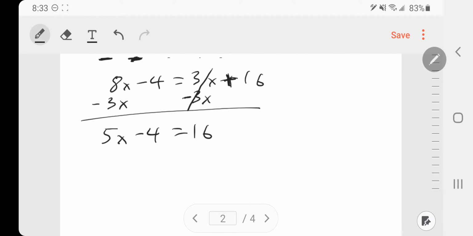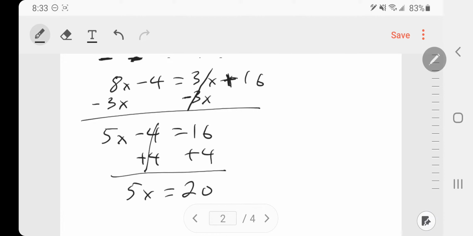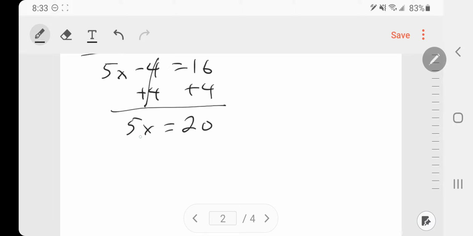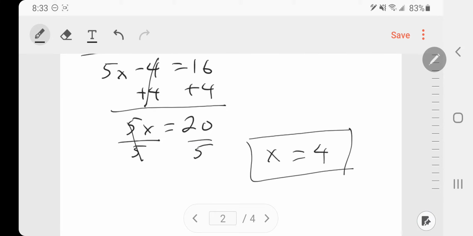All right, from here it's a two-step equation, so now we want to get our numbers to the other side. I'm going to add 4 on both sides. That's going to cancel that out, and I get 5x. This is going to give me 20. All right, and again, we know 5x is like 5 times x, so the opposite of multiplication is division. I'm going to divide by 5 on both sides, and my final answer here is x equals 4.